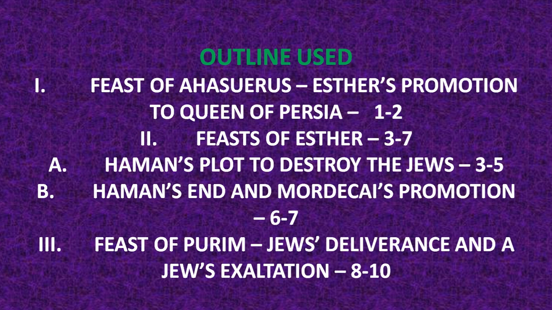The outline that we will use is a threefold one. There's the Feast of Ahasuerus, or Xerxes. This is about it, and we read about Esther's promotion. Then there are the Feasts of Esther in chapters 3 through 7, and then we will see things concerning the Feast of Purim. This is the Jews' deliverance and Mordecai's exaltation. So the outline all has to do with three major feasts that dominate and drive this entire storyline.